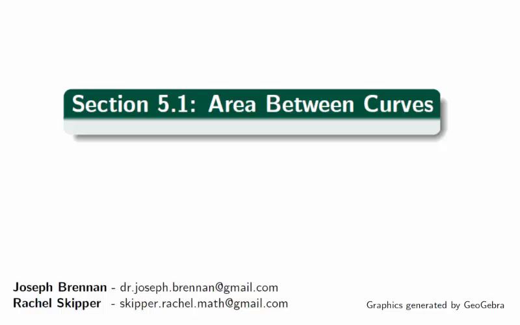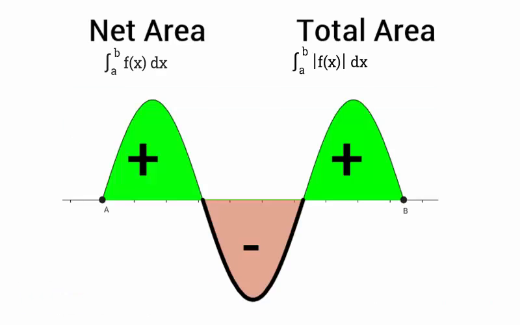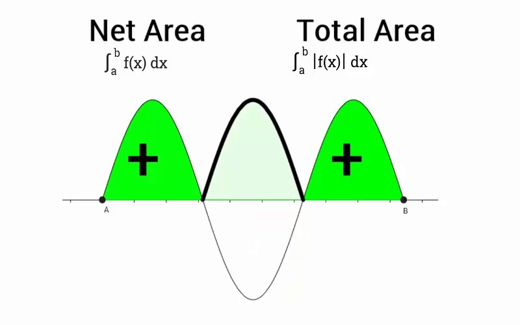Hello, and welcome to section 5.1 on the area between curves. In this section, we are interested in calculating the unsigned area, the total area, between two curves. However, we must do this using integrals, which represent the signed area, the net area, between curves. Recall that the total area is calculated by integrating using the absolute value.